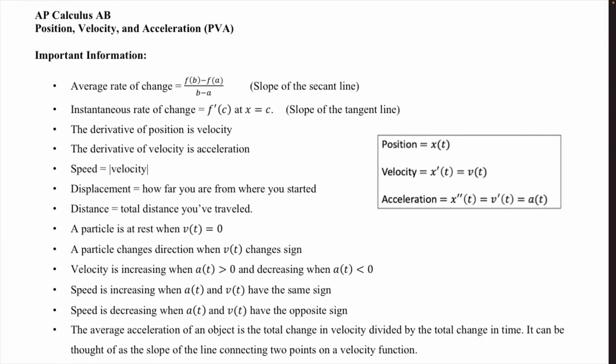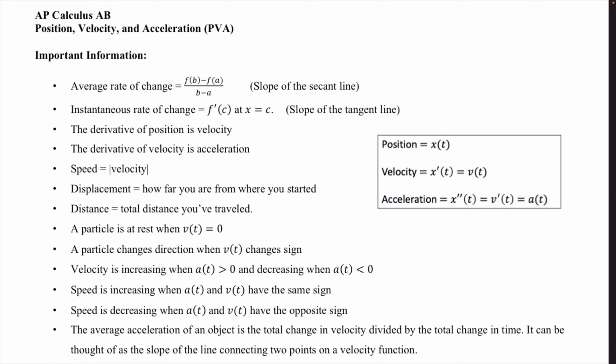So when we're talking about speed, it's always positive. Speed and velocity can be the same thing if they're both positive, right? But how do we have negative velocity? We'll talk about that later. It's direction. If you're going in the positive direction, you're going to have positive velocity, positive numbers. If you're going in the negative direction, you're going to have negative velocity. That's how you can have negative.